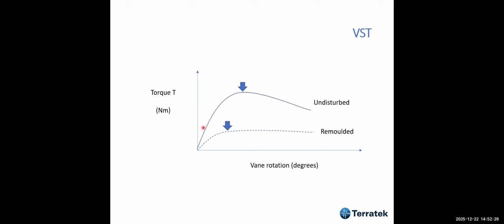And this is the VST. How do we do that? We install a vane. The vane has four sides, and we rotate it. We measure the maximum torque. I'm going to show some photographs of the vane. And then we give 10 full rotations and do another test, and we take the remolded value as well.